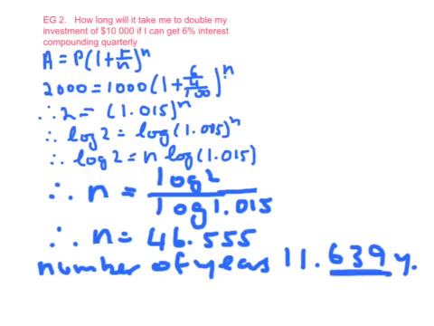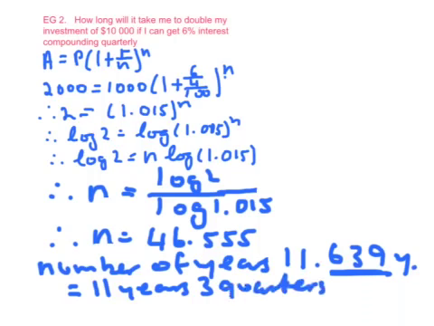Well, that's all very well, but what you're going to find is the bank's not going to pay out precisely at that point. It's going to pay out to the quarter, so you always find yourself rounding this up. And what you're going to find it rounds to is 11 years and 3 quarters, which is another way, you could say 9 months. Okay, and that's the end of that problem.